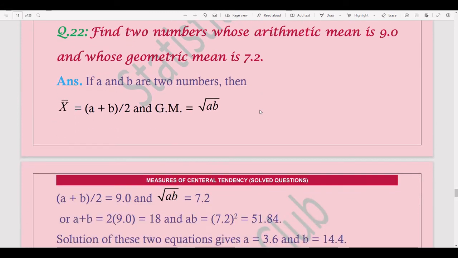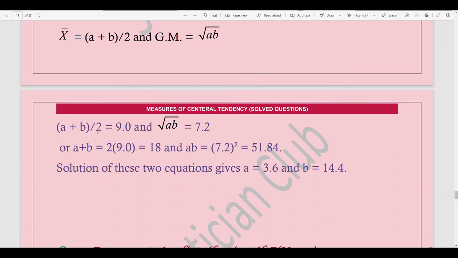Find two numbers whose arithmetic mean is 9 and whose geometric mean is 7.2. If a and b are two numbers, then x bar is equal to (a plus b) divided by 2 and geometric mean is equal to square root of ab. (a plus b) divided by 2 is equal to 9, square root of ab is equal to 7.2. So a plus b is 9 multiplied by 2, that is 18. a plus b is equal to 18 and ab is equal to 7.2 whole square, 51.84. So these two quantities give a is equal to 3.6.